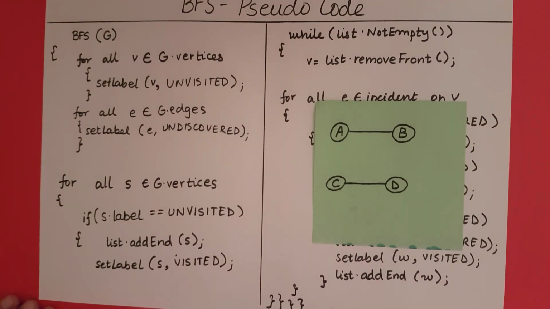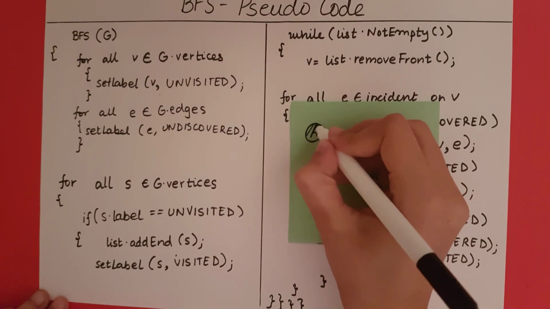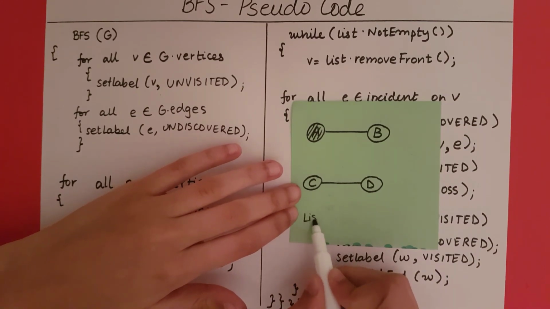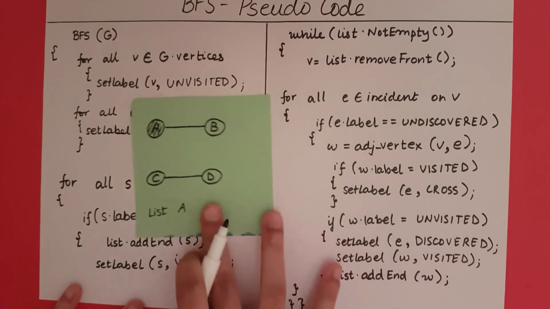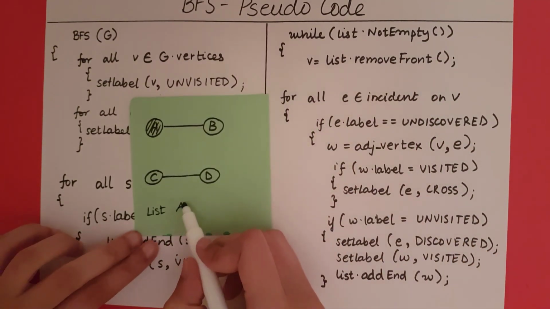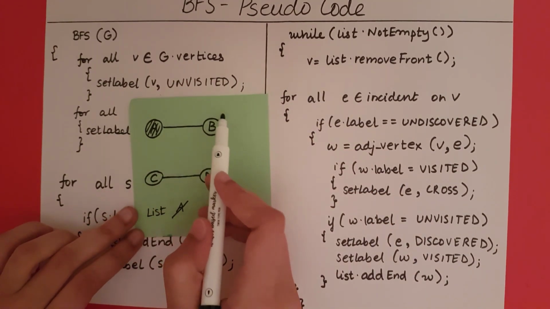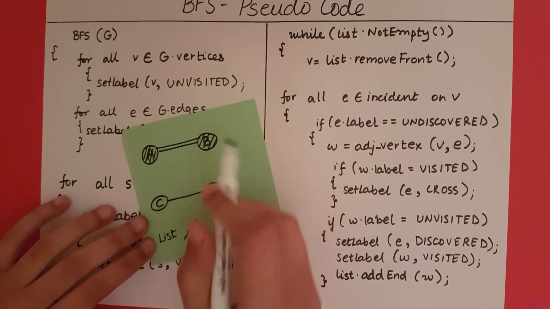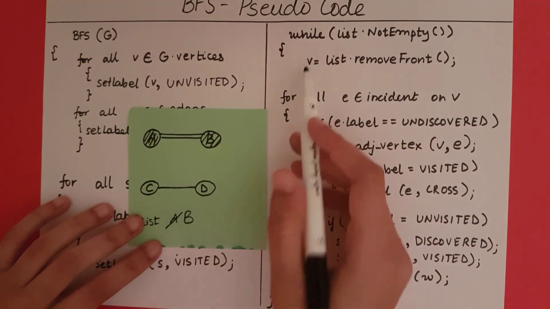So now let's see what the algorithm looks like. Let's say my arbitrary start vertex is A. I'm going to add A to the end of the list. I'm going to visit A. Now, while the list is not empty, I'm going to remove the first element. Then I'm going to look at the edges coming from that element. I have an undiscovered edge with an unvisited vertex. So I'm going to make that a discovery edge and visit this. When I visit it, I'm going to add it to the end of my list. Now I go to the next iteration of the while loop.